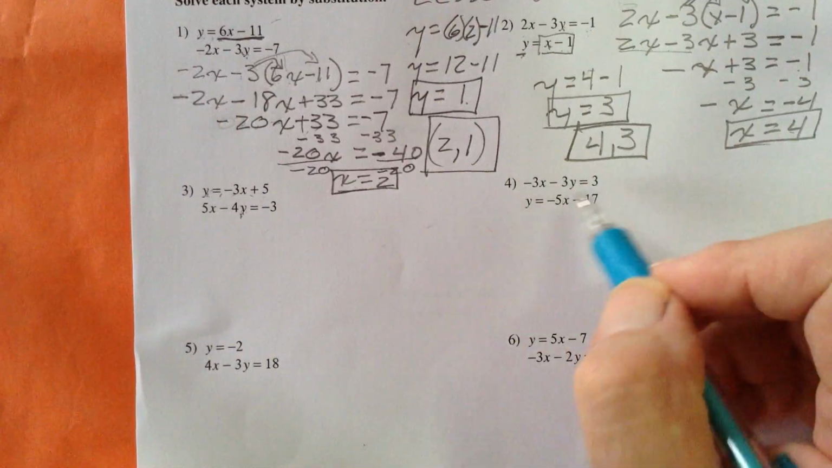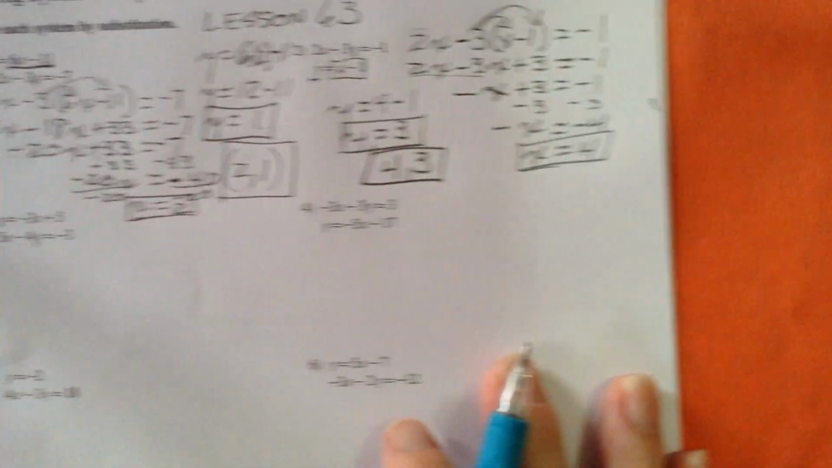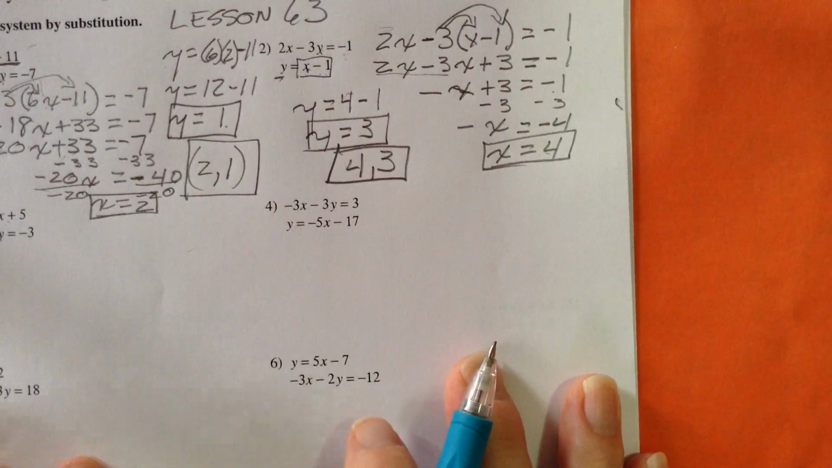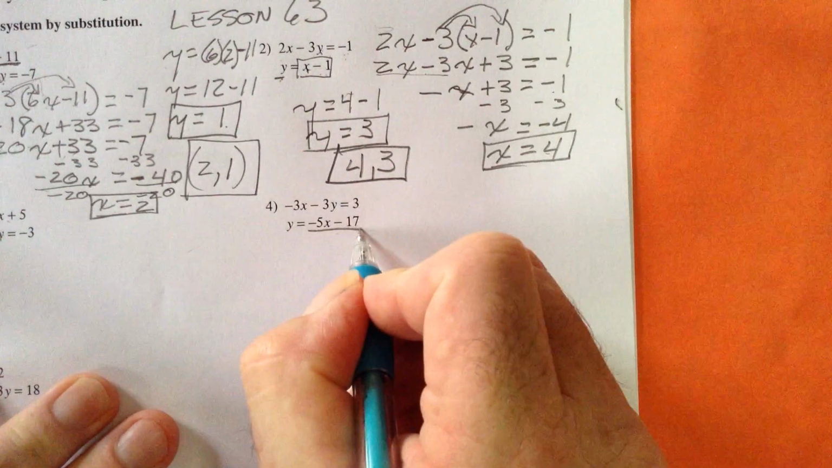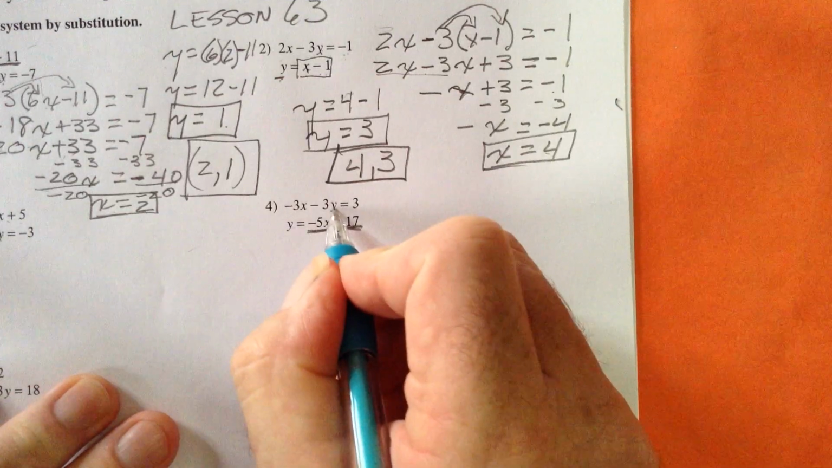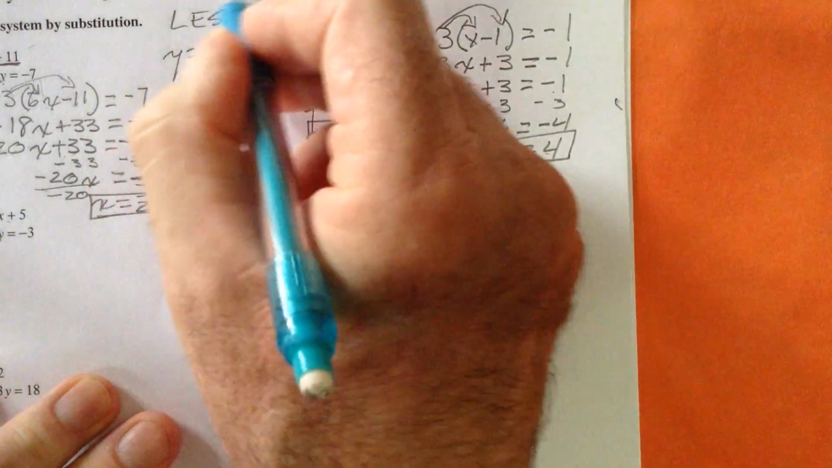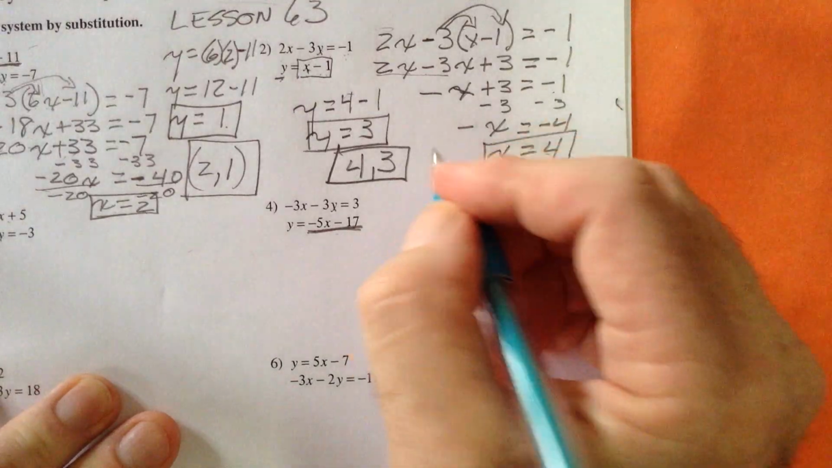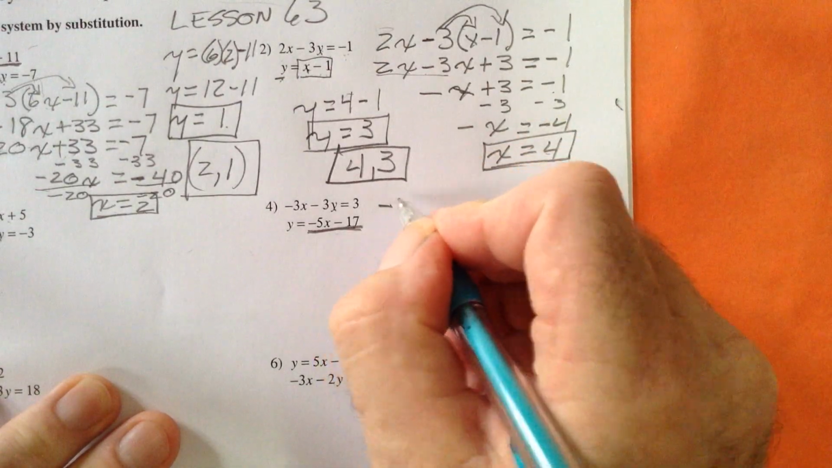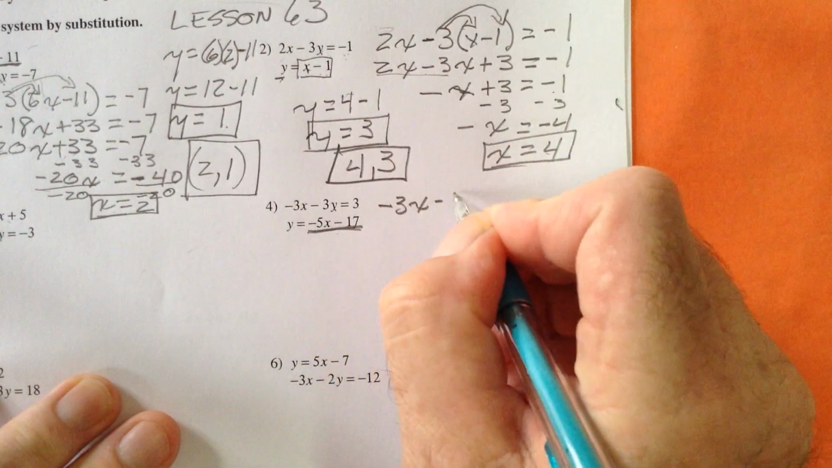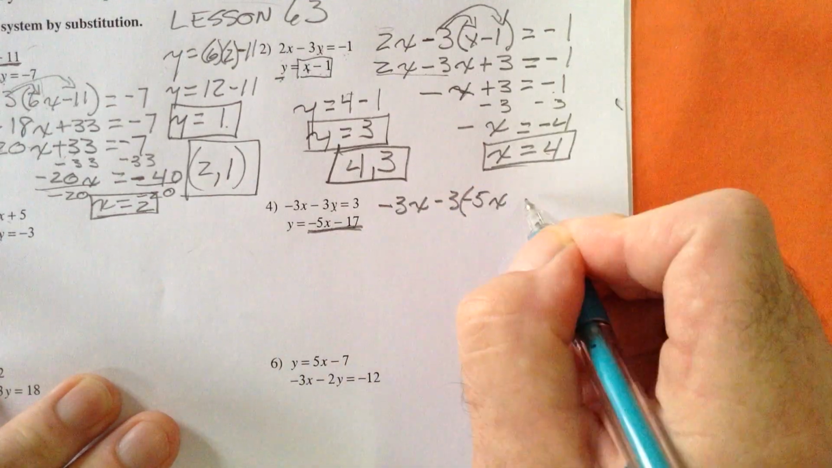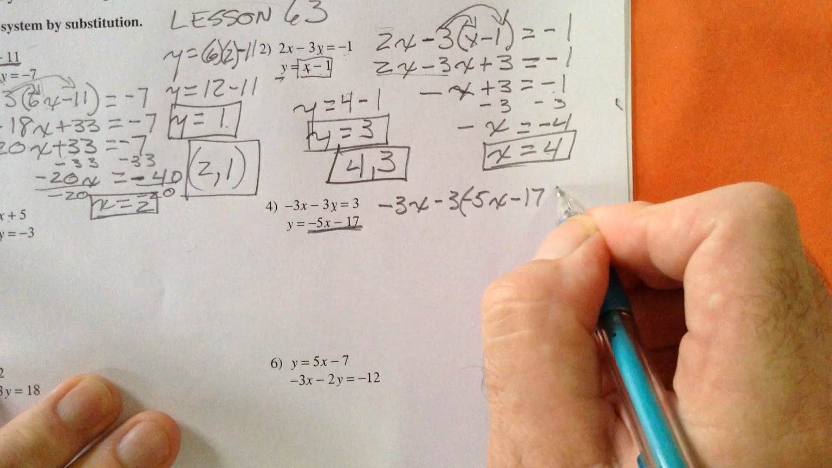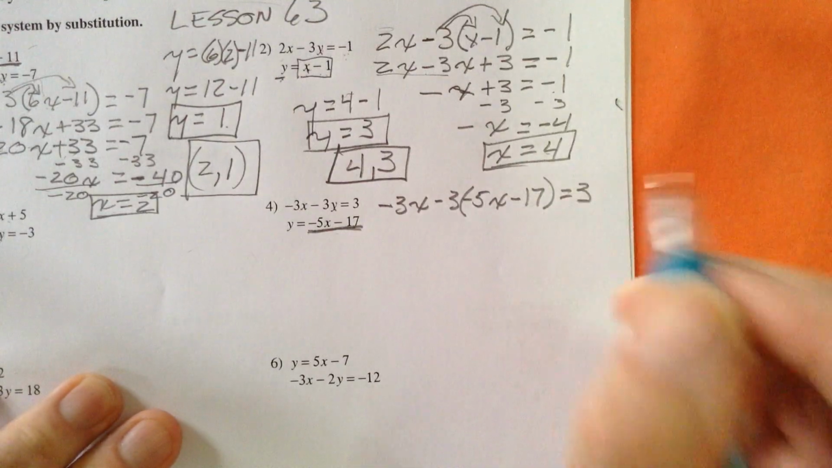This one I got more room, so I'll do number 4. Okay, a little bit more room on the paper. So here, the y is already isolated, so I'm going to put this in for the y. I'm going to substitute it in. Okay, so I got negative 3x minus 3, and now the y is negative 5x minus 17 equals 3.